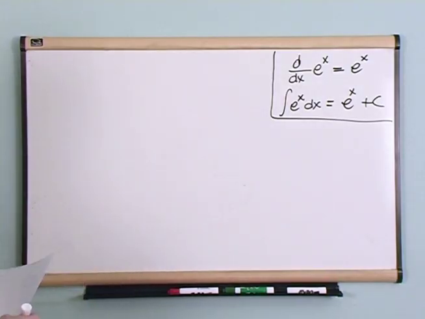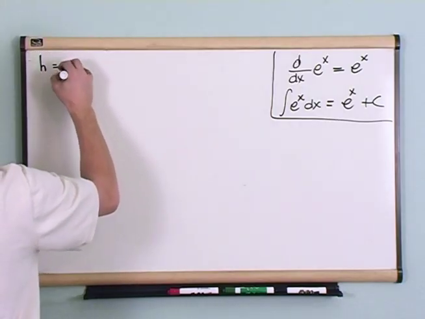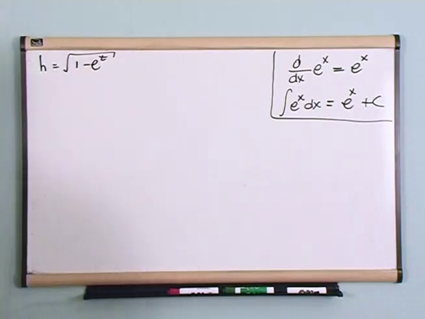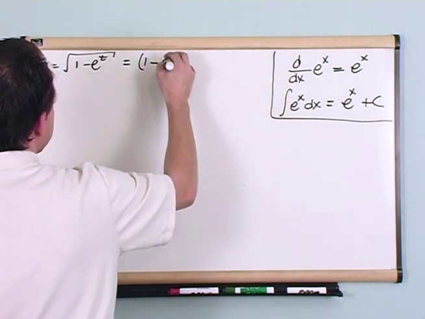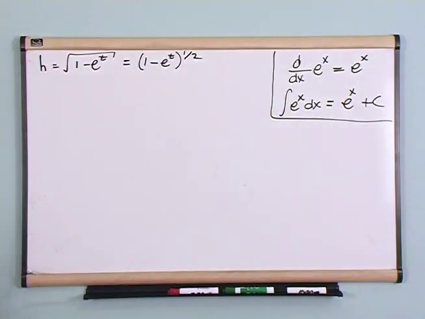Okay, we're going to work a whole lot of problems here so we get comfortable with this. What if you have h is equal to the square root of 1 minus e to the power of t, and you want to find the derivative of that? Well, the first thing I do when I see this kind of thing is I write it as a power with a fraction, because then I know how to take derivatives of that.